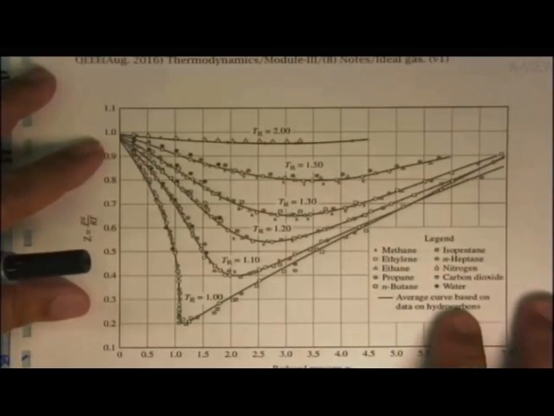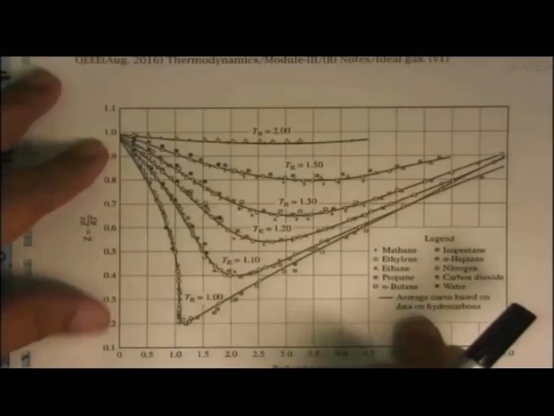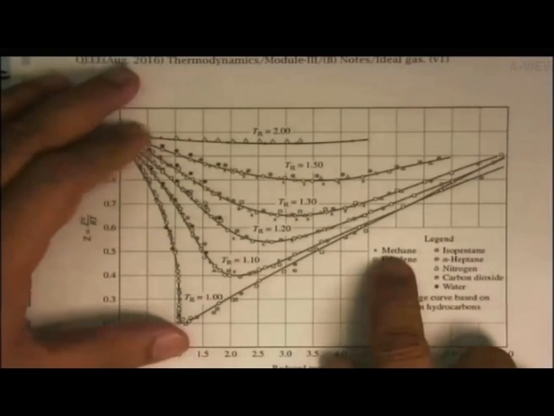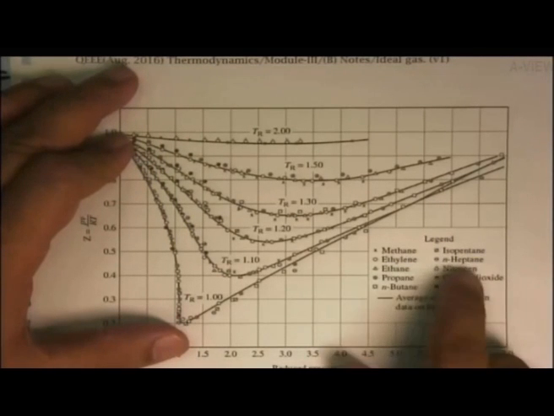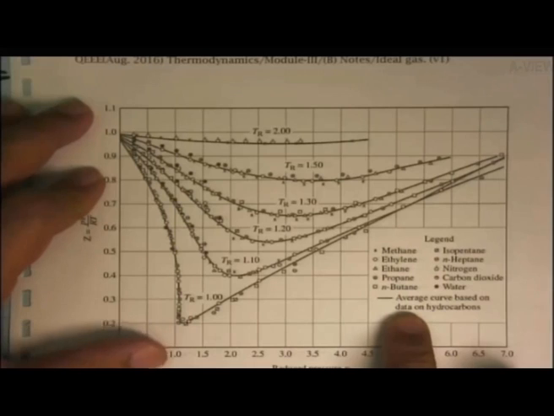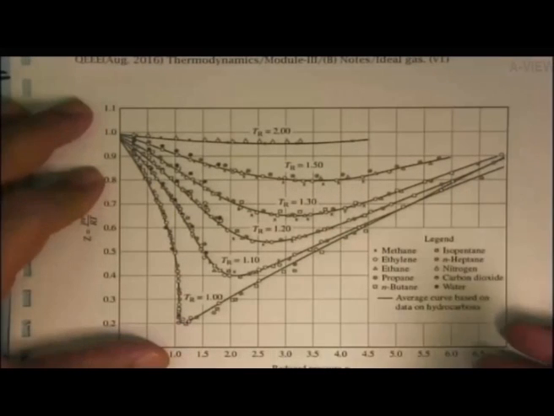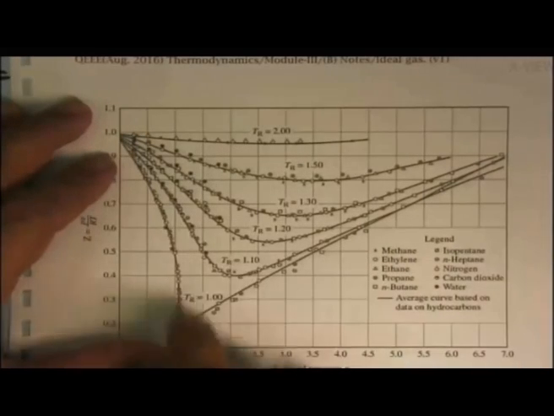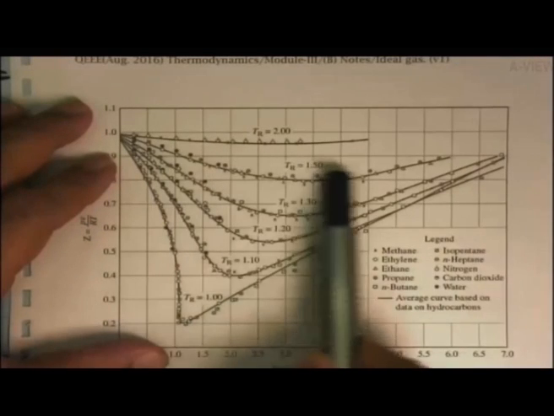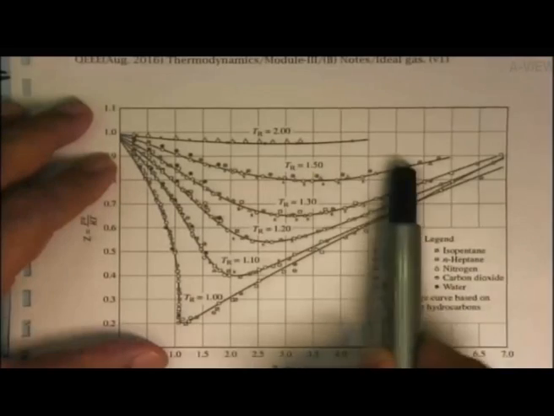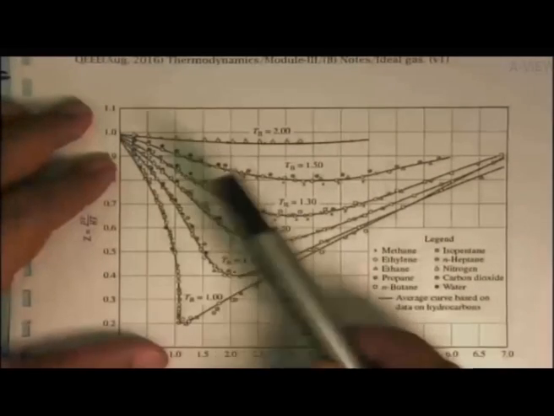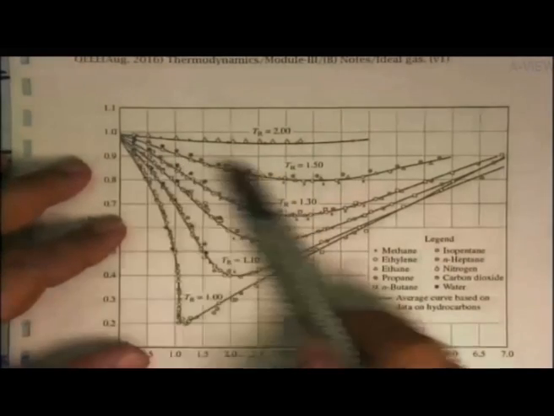Okay, so this is the real graph with real data from substances. And here is what you see on this picture. In the legend, it says there's data for methane, ethylene, ethane, propane, butane, isopentane, N-heptane, nitrogen, carbon dioxide, and water. So we took the real data, measurements, calculated Z, and plotted these. Let's take the first curve at the top here, and you can see that there are some points there: circles, triangles, some crosses, and they all fall within a relatively narrow band through which a curve fit has been done.